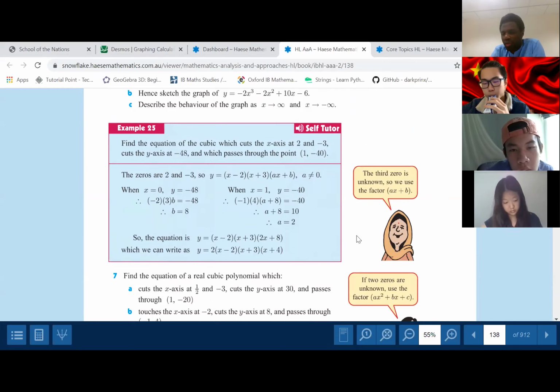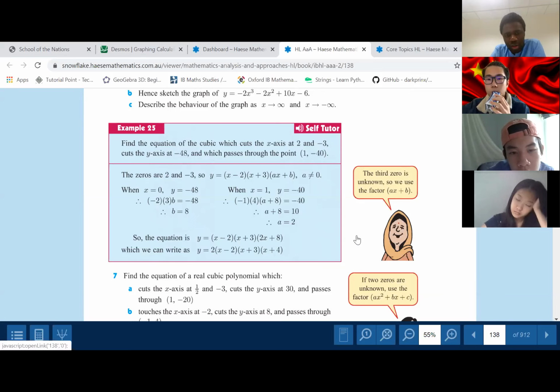Find the equation of the cubic function which crosses the x-axis at 2 and -3. So it crosses at 2 points. It's meant to be a cubic function, but crosses at 2 points. That's what we know. So because it crosses at 2 points, you have this x - 2.